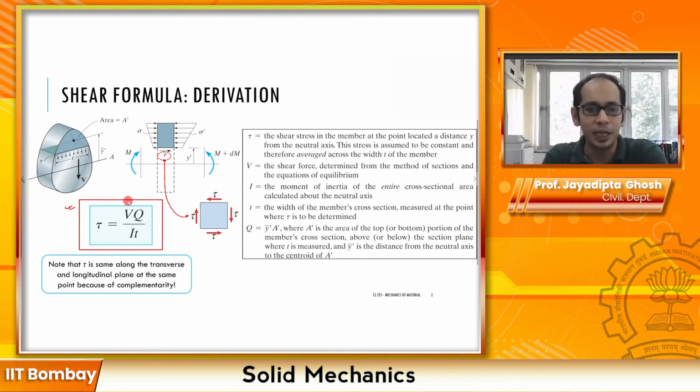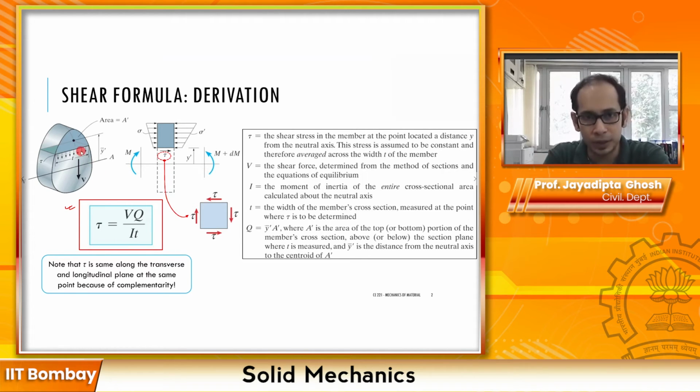So tau equals VQ by IT, and remember a few things. I is for the entire section, very important. It is not for just the small chunk that you are looking at. I is for the entire section. T is the width or thickness of the cross section that you see at the particular point where you are calculating the tau.